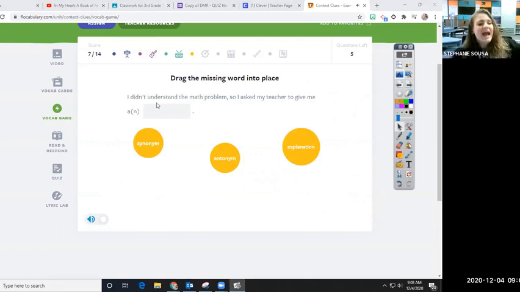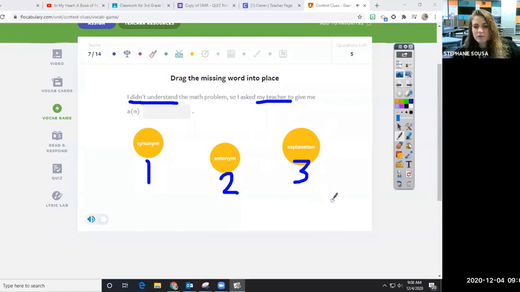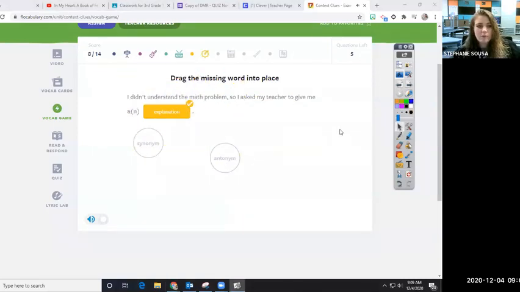I like it. I didn't understand the math problem, so I asked my teacher to give me a synonym. A synonym, an antonym, or an explanation. I didn't understand, so I asked my teacher to give me a... What would your teacher do if you didn't understand? Would she synonym, would she antonym, or would she explain? Show me your fingers. Good. Mostly three. She would explain, an explanation of why it might be wrong.